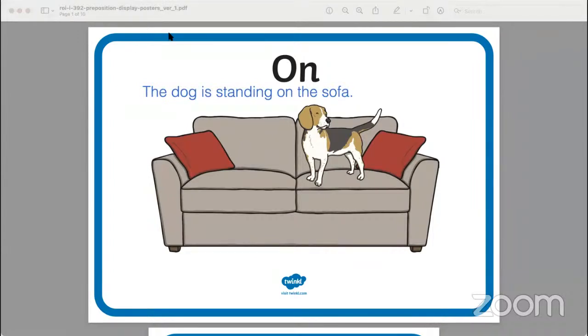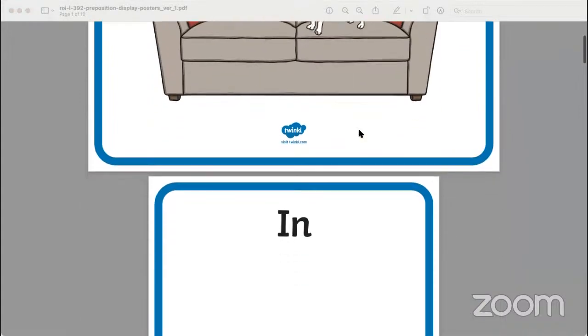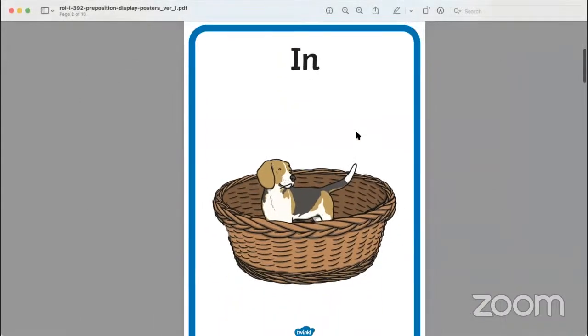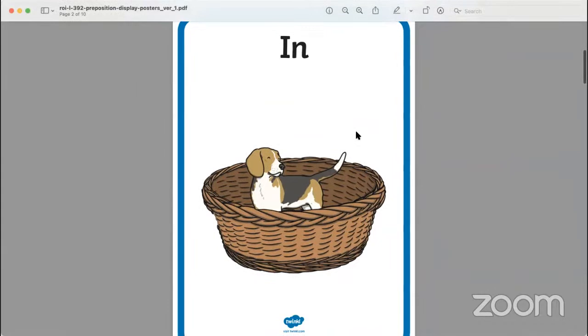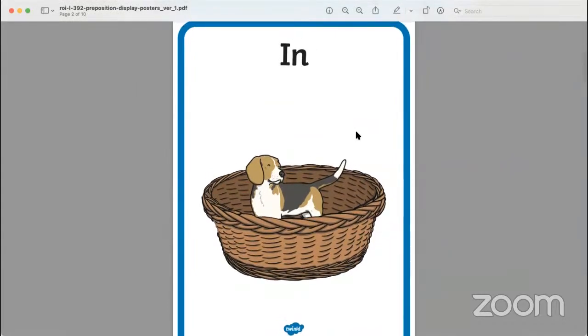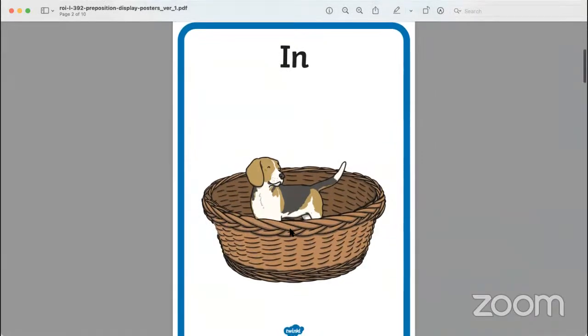We'll do another one. Okay, so now you're going to use the word in. So where is he? Where is the dog? So quickly write a sentence using the word in to indicate what is happening in this picture. The dog is standing in the basket. Good.